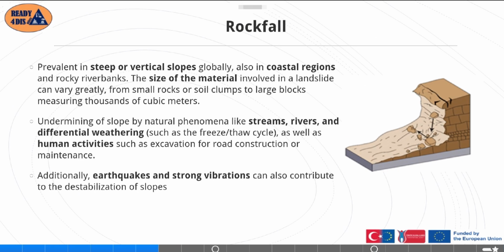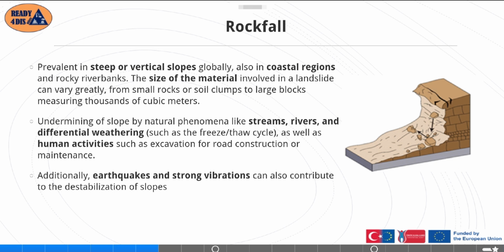Rockfall. Rockfall is a type of landslide typically observed on steep or nearly vertical slopes. The size of the detached material can vary widely, ranging from small rock fragments to large blocks with volumes of thousands of cubic meters. Natural processes play a major role in the formation of rockfalls. River undercutting, slope steepening, and differential weathering can all disrupt slope integrity.